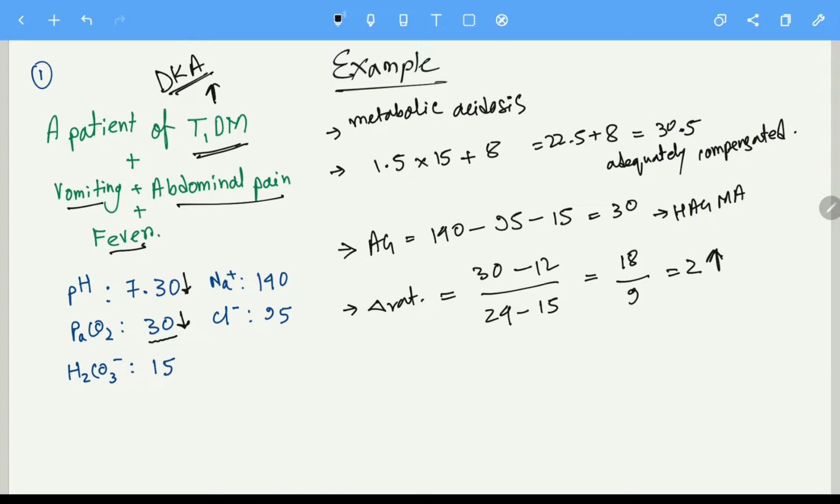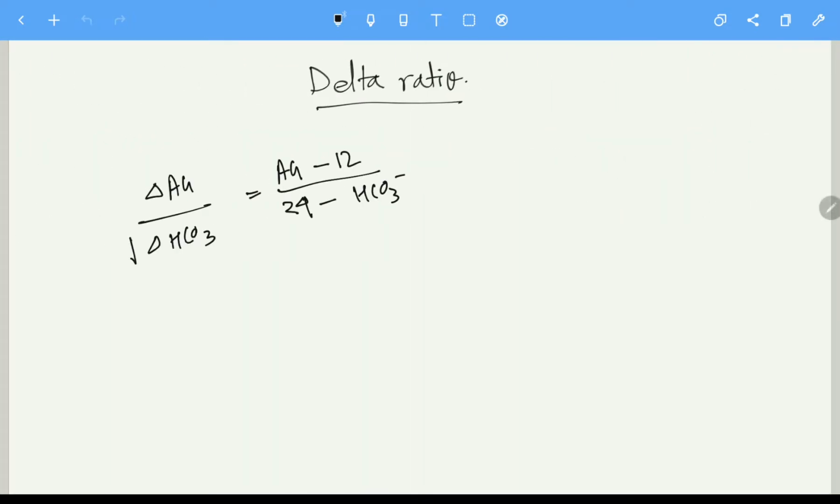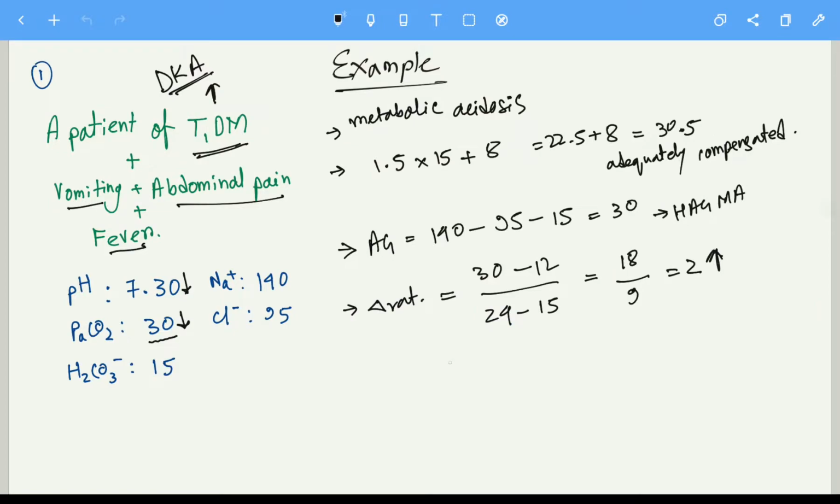So if the delta ratio is more, what does that mean? That means the delta bicarbonate is less. What is the delta bicarbonate? 24 minus the measured value. So it is less, meaning the bicarbonate is more than expected. That means the secondary disorder is a metabolic disorder, and bicarbonate is an alkali, so the bicarbonate is increasing, that means a metabolic alkalosis. So a metabolic alkalosis with a high anion gap metabolic acidosis, this is the mixed disorder present here.